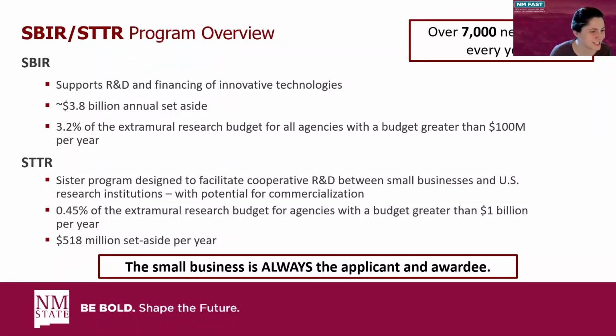A federal agency becomes part of the SBIR program when their extramural budget is greater than $100 million, and about 3.2% of that research budget is directed towards the SBIR program.